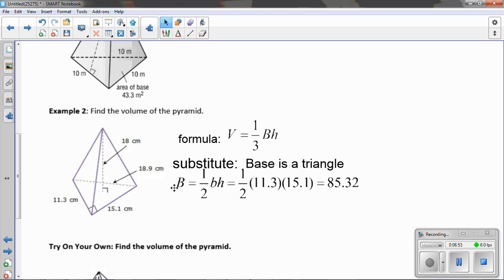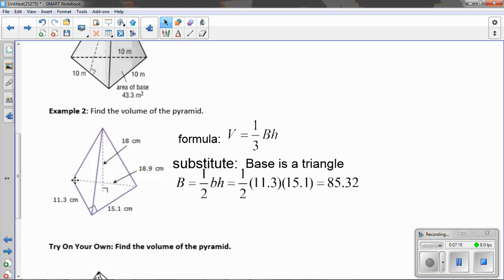So the base is a triangle. So for the area of the base, we have to use this formula, 1/2 base times height. That's going to give us the area of a triangle. Now, base and height of that triangle are going to be the ones that make that 90-degree angle. So it doesn't matter which one's which. If you think this is the height and this is the base, go ahead and use it.